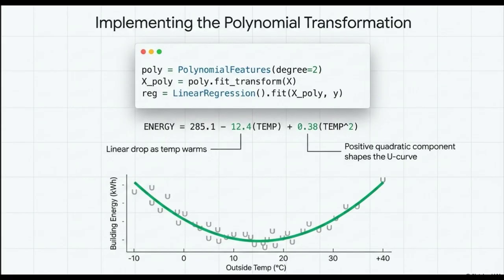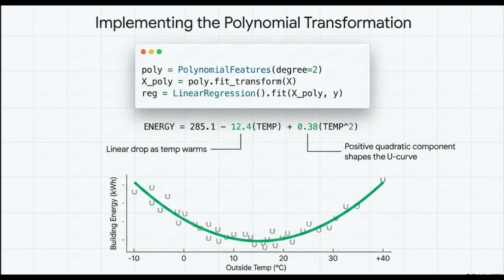The model prints out energy equals 285.1 minus 12.4 times temp plus 0.38 times temp squared. Let's unpack the mathematical intuition behind those coefficients. The negative 12.4 is the linear drop. It represents how energy consumption initially goes down as the freezing winter temperatures start to warm up. Right. But then we have the positive 0.38.